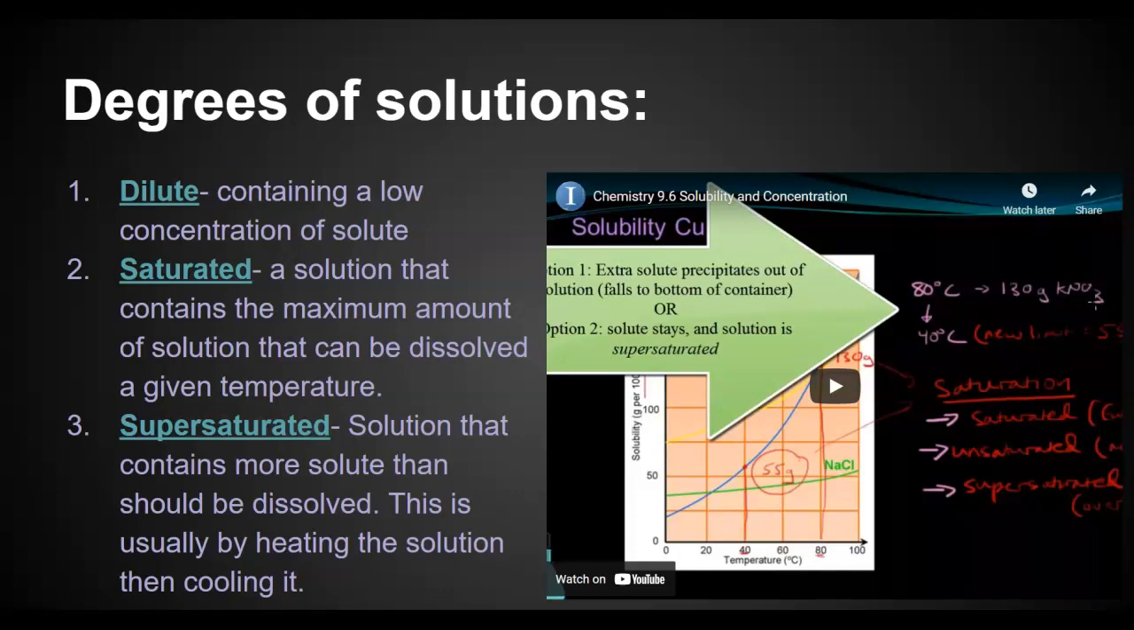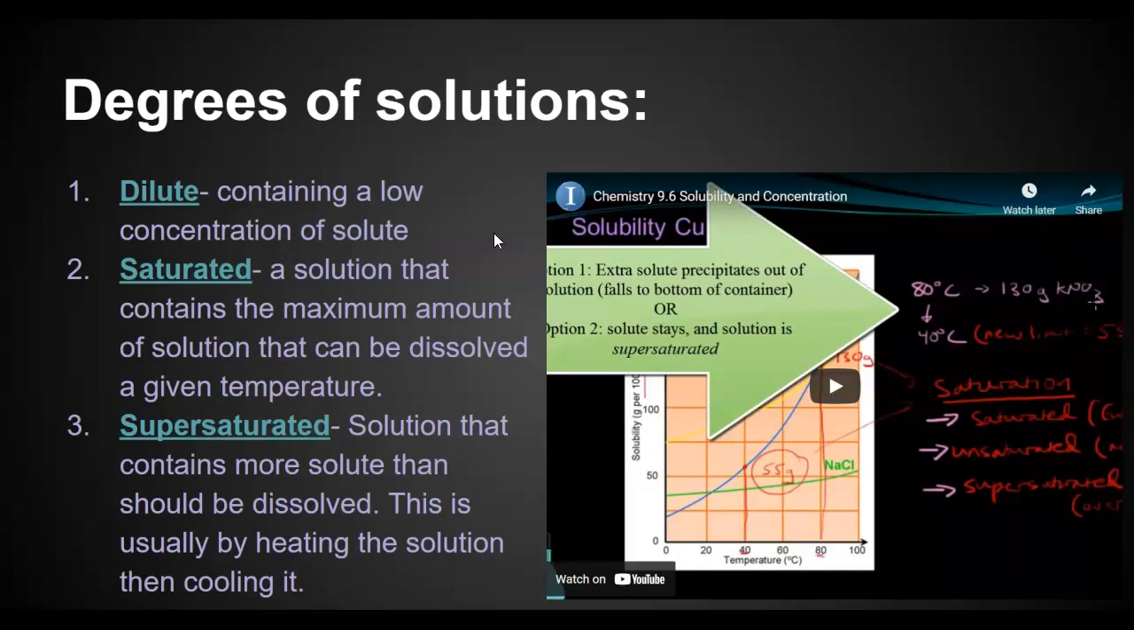Now, a saturated solution is one that is holding the maximum amount. I like to think about a saturated solution as a bucket that's full of water all the way to the top. If you add one more drop of water to that bucket, what's going to happen? Some of it has to drip out.